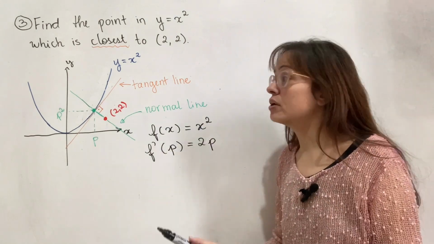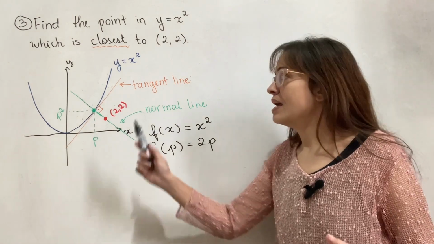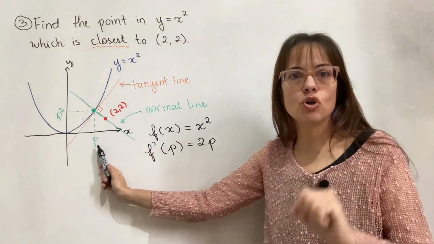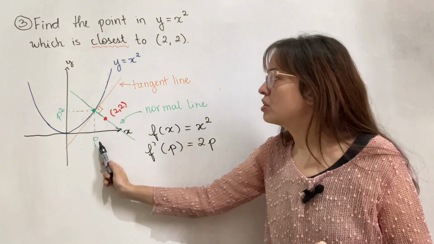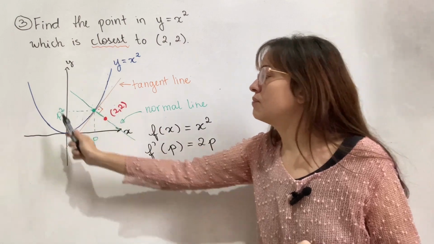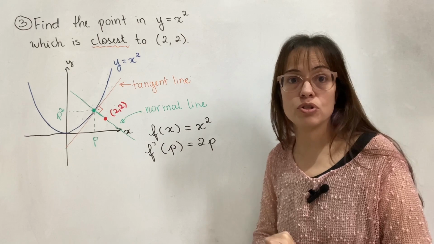So from now on, x is the independent variable of my function, and p is the unknown value that I am trying to find. P is the x-coordinate of the point in that function that has the shortest possible distance to the point 2, 2.